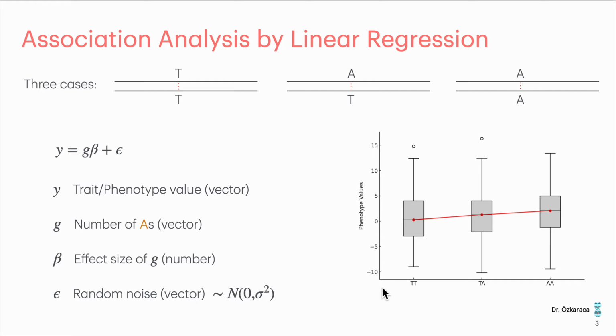And we might get some kind of a box plot like this, where we illustrate the differences between the phenotype values of individuals that carry different genotype values, TT, TA, and AA, and we might see even this kind of a slope. And we might say that, okay, carrying an A allele might be associated with having a higher phenotype value because of this slope.